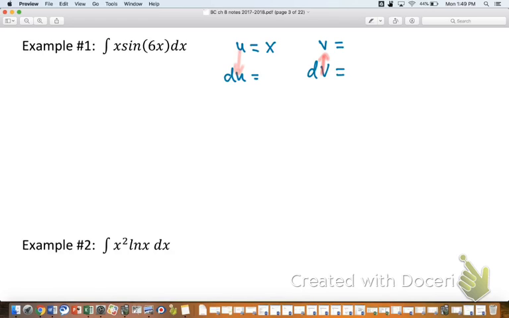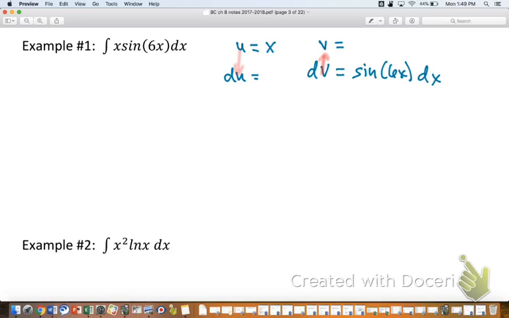We don't. So Josh says u equals x. dv then would have to be everything else: sine of 6x dx. Okay, so let's see if Josh did this right. We'll find out here in a second. It was one of two ways, and he picked one of them.